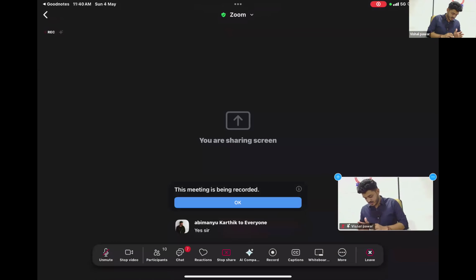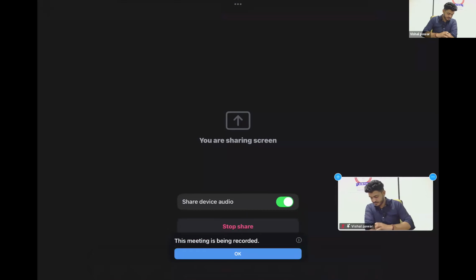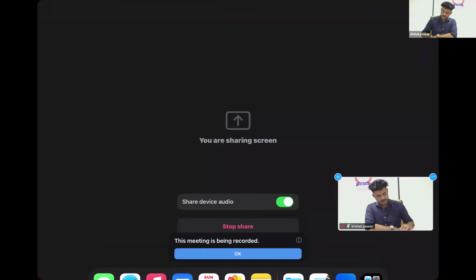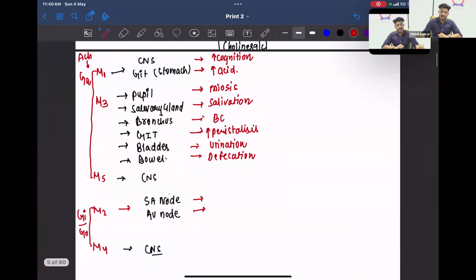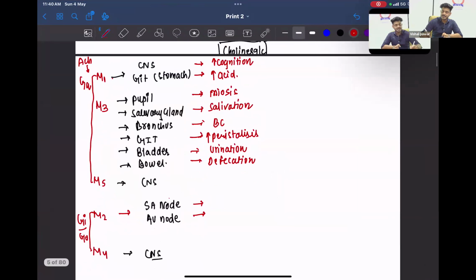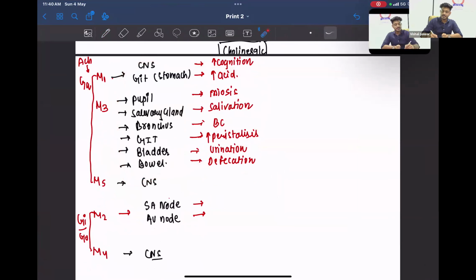All right, guys. So what is going to happen here? As compared to the topic we are having, we are going to have the cholinergic nervous system. This cholinergic will be having these receptors. These are the receptors we are having, right? Once you remember these receptors, you need not mug up anything.